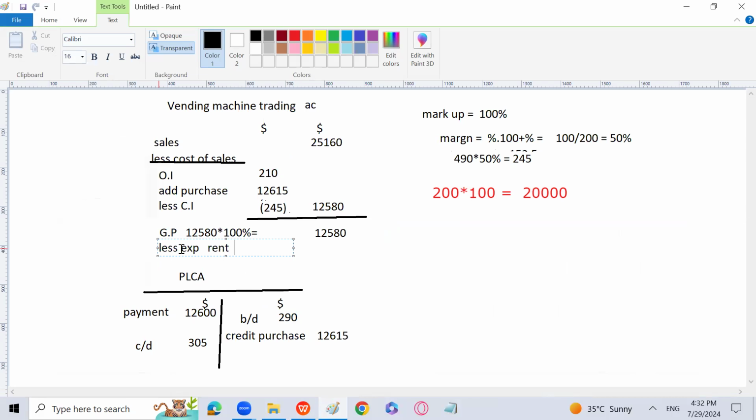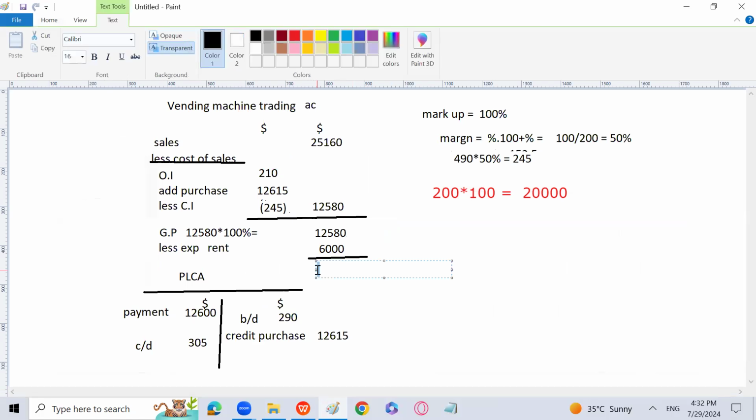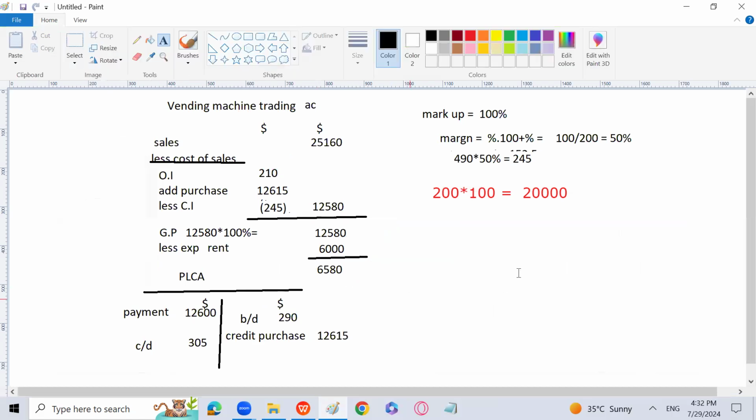That is rent 6,000. And the answer is going to be the vending machine trading profit, you may say. And that will be 6580. So we got the profit of 6580. Right? Now we are going to prepare the income and expenditure account and the balance sheet if need be.